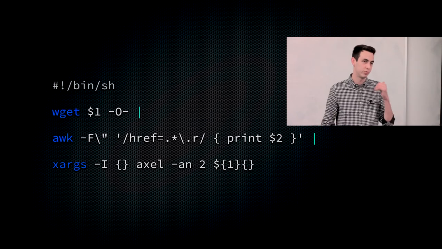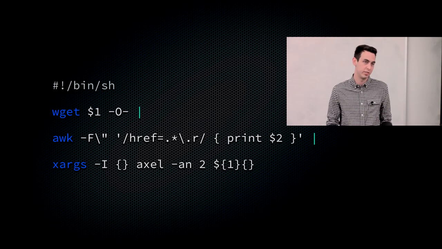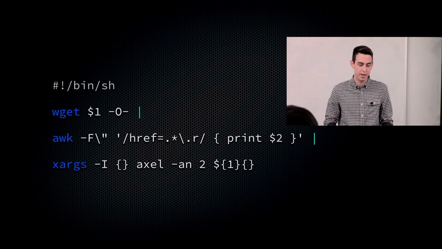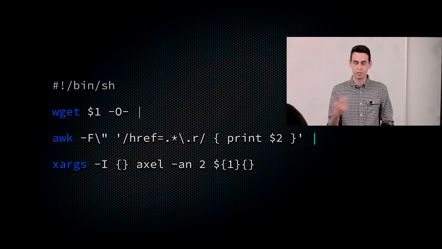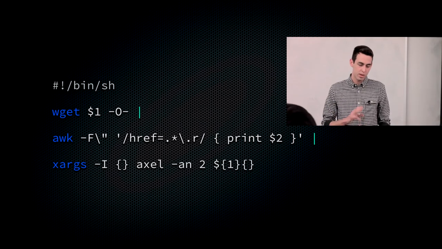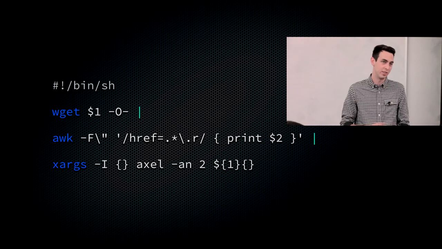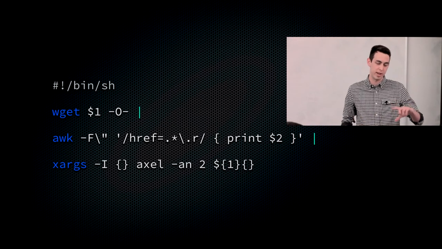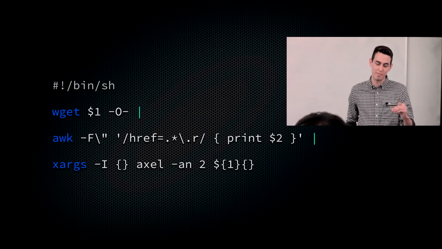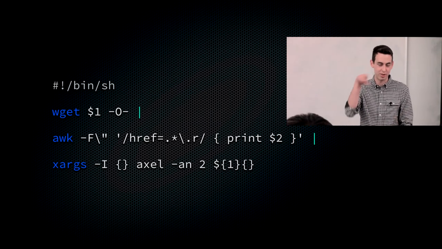And so I literally wrote this one last night for a totally unrelated purpose to this talk. What it does is it uses wget, which downloads a web page, and then awk, which does some string manipulation, and then this other tool, xargs, that I'll explain in a second. On a page where there's a bunch of download links, I needed to download all of them, and that's what the $1 is. It's the first argument to this script.